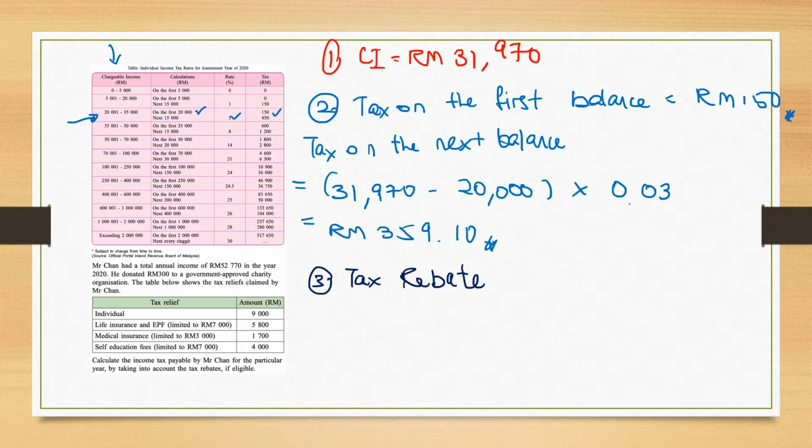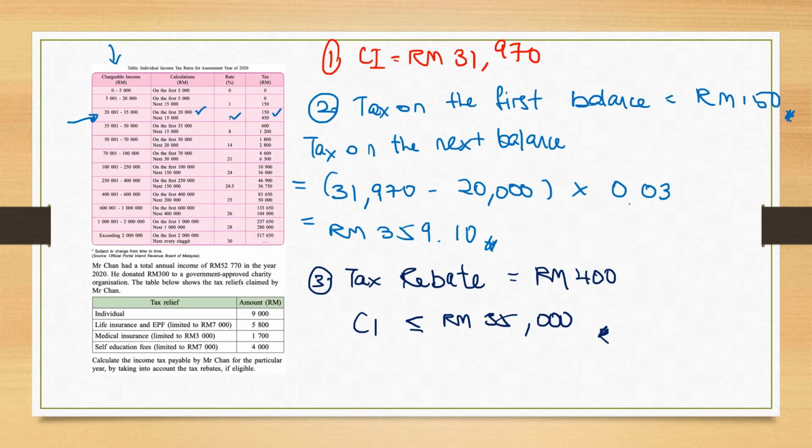Okay. Are you eligible for a tax rebate? Yes. Why? Again, remember, 1 ringgit. Remember this figure. Always remember this figure. Why are you eligible for tax rebate? Because your chargeable income is less than or equal to RM 35,000 right here.